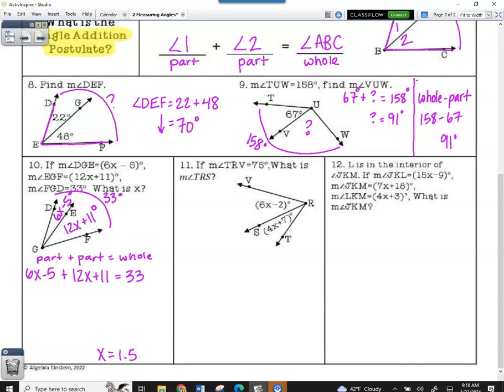Okay, number 11. This time the picture has some labels already in it, but not everything's there. Let's label the 75. So take notes on your picture, put the 75 where it should be. Did you put it here? To show it's the whole thing. And then the question says, what is the measure of angle TRS? Did you put your question mark here?